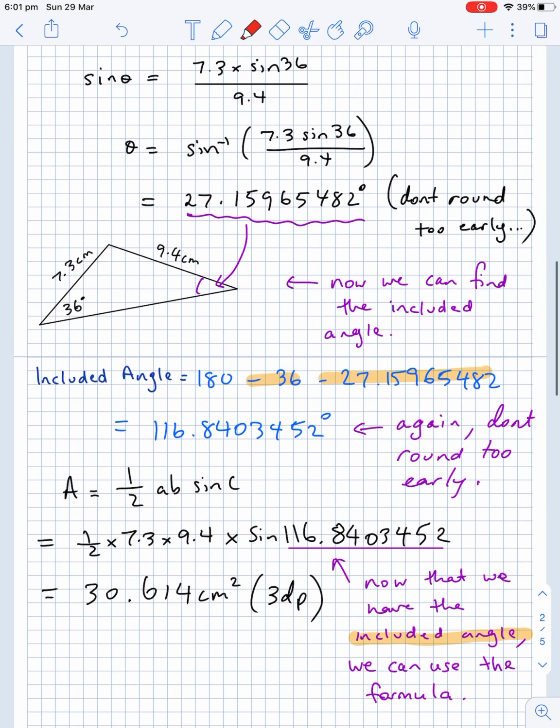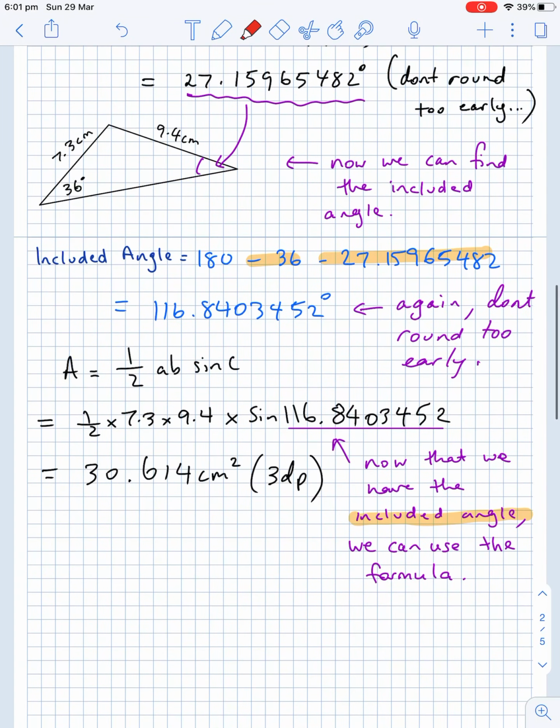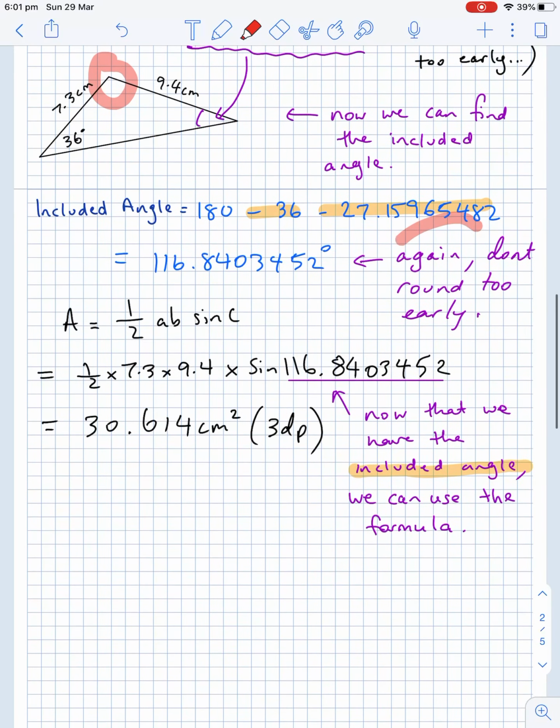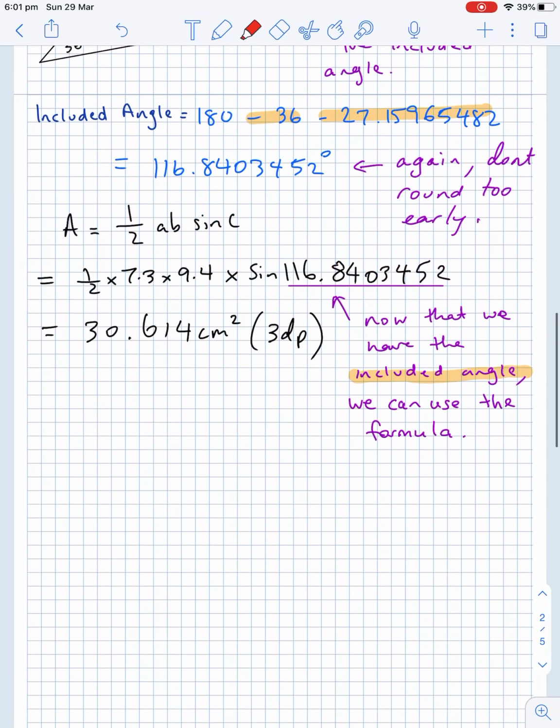Okay, so now that we know this angle and this angle, we can find our included one because they all add up to 180 degrees. So I take 180 and I take away what I've got, and I find out that this angle to be this number here. Again, don't round too early because this is not our final answer. We're just using it to find our area.